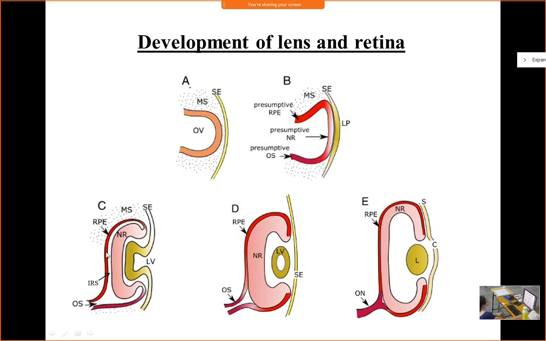In between them there is a space that is known as the intraretinal space. Later on the outer layer and inner layer join with each other, forming the retina. Okay, the optic cup will form the retina, that is the outer retinal pigmented epithelium and the inner nuclear retina. Okay.